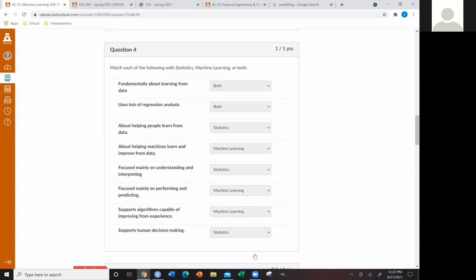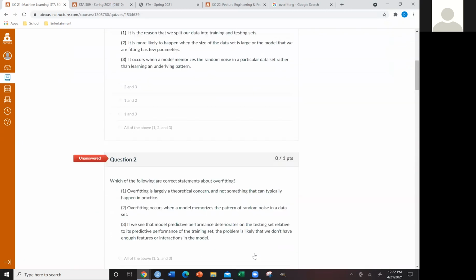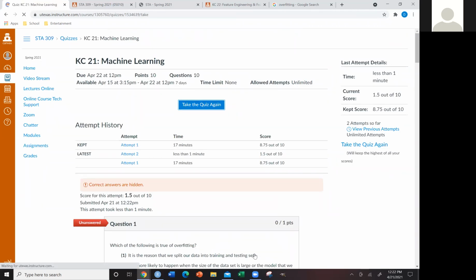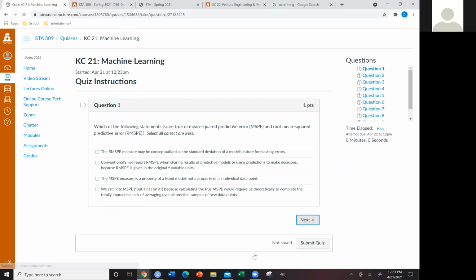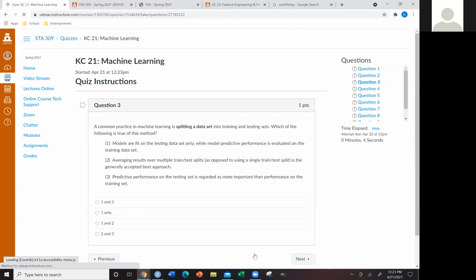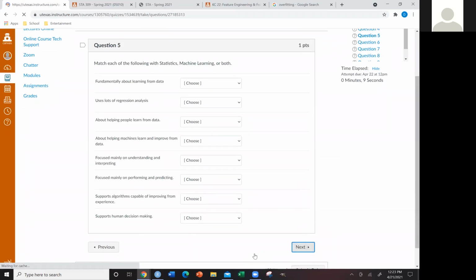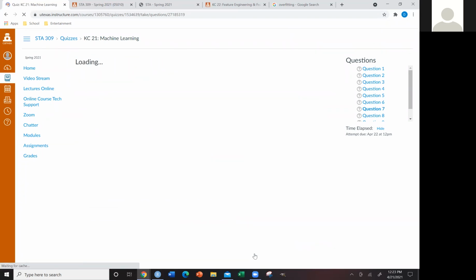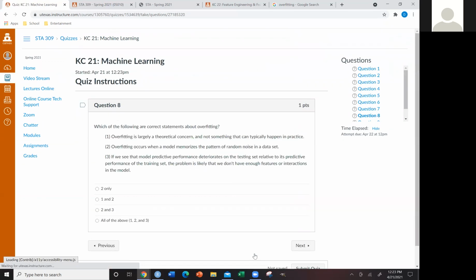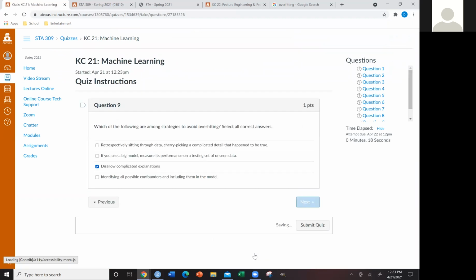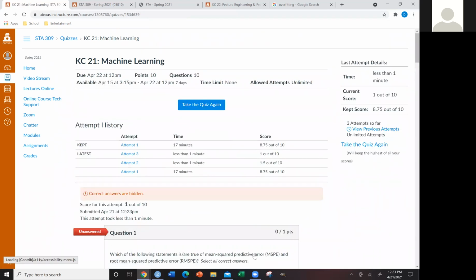Okay. Shall we take one last crack at this one just to make sure we get 100%? Yeah. Let's find them. I'm glad we got that one right. Keep going. I would say disallow complicated explanations, which is a weird answer. And then retroactively, yeah, easy, that's perfect. Because cherry picking a complicated detail that happens to be true. Okay. Perfect. Cool. All right. Let's stop the video. Took 3 tries, but we eventually got there.